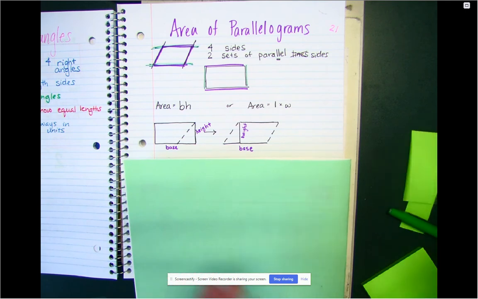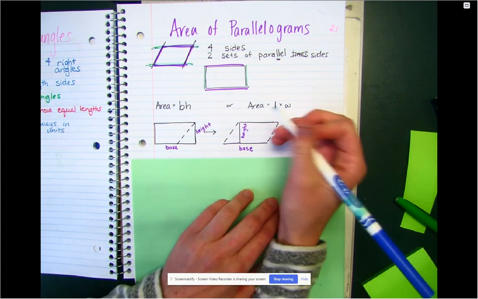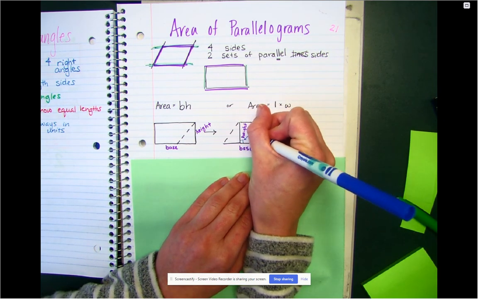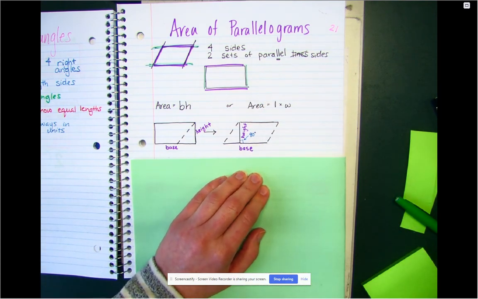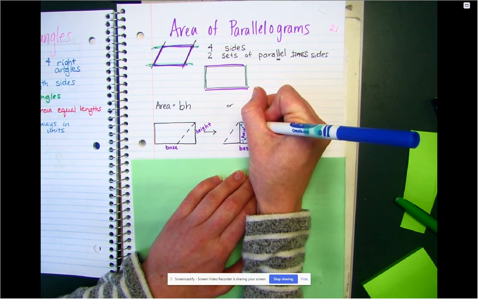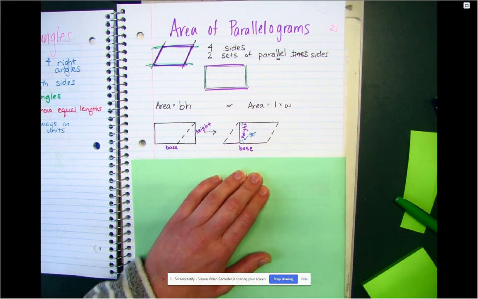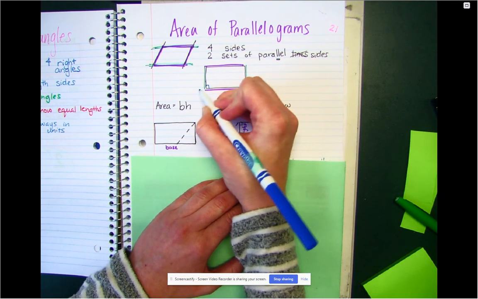Something to notice is if you're thinking, okay, well, how do I tell where the height is? Like what counts as the height and what doesn't? The height has to be at a 90-degree angle from the base. So between the base and the height, there will always be a 90-degree angle. Notice there's also a 90-degree angle up here because this could also be the base and the height. In a rectangle, there's always a right angle between the base and the height.